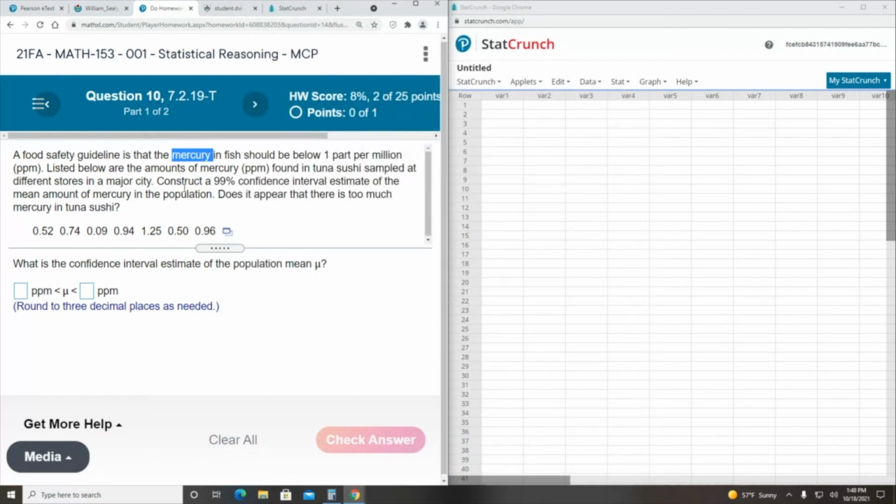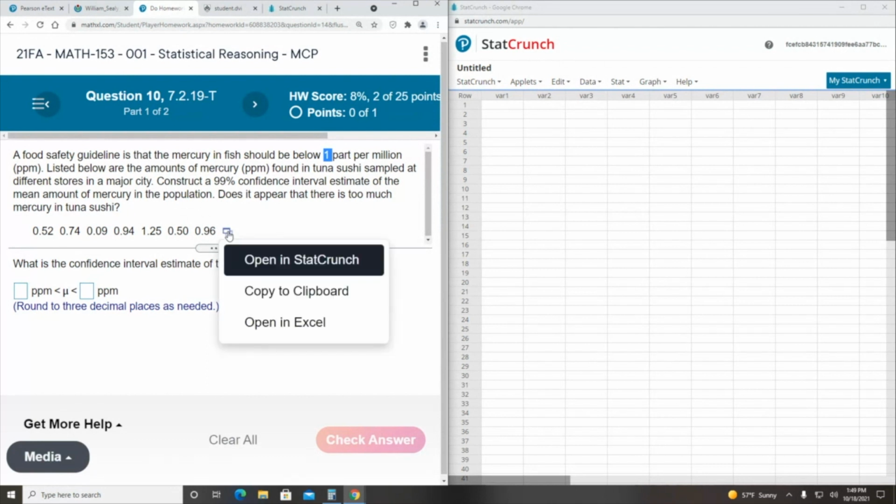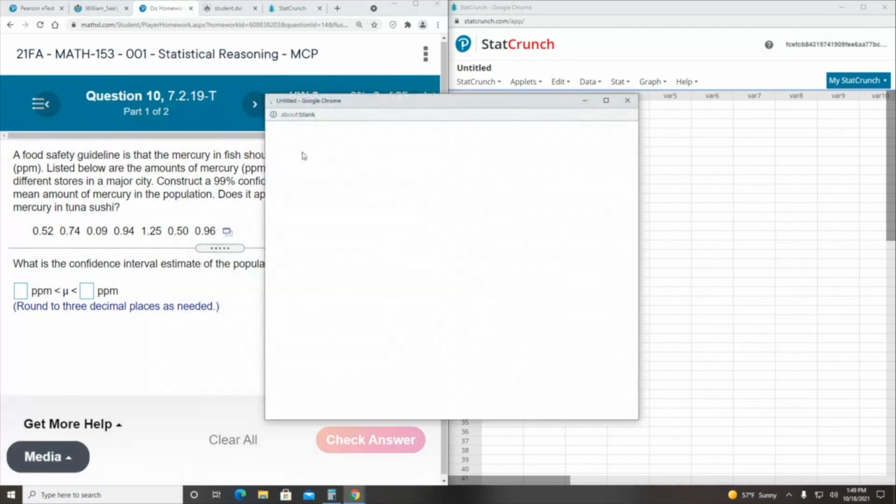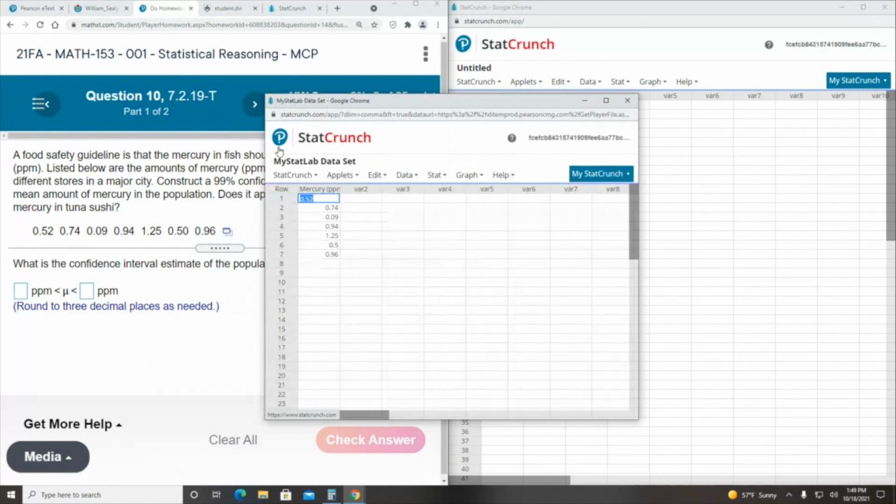Anyway, what we're trying to do here is look at these parts per million of mercury in some sushi at various stores in a major city. And they want a 99% confidence interval for the mean amount of mercury. And notice that 1 part per million is the safe level. That's the maximum, and we're already over that. So this is an interesting problem because it requires us to key in the values or just use them in StatCrunch. So here we go.